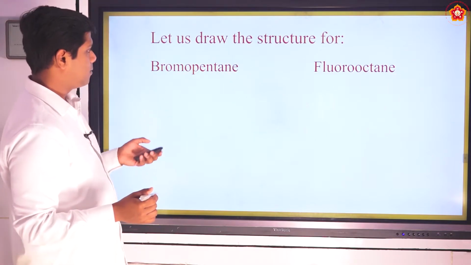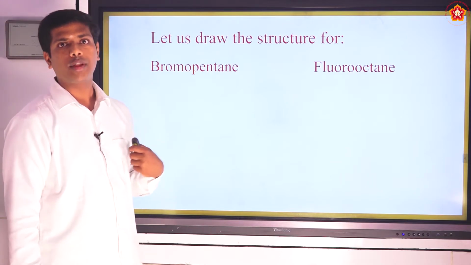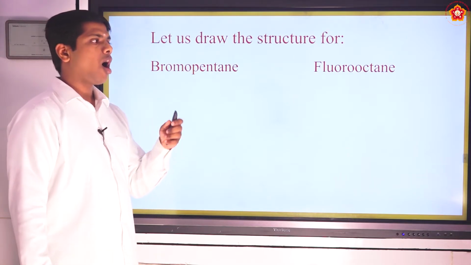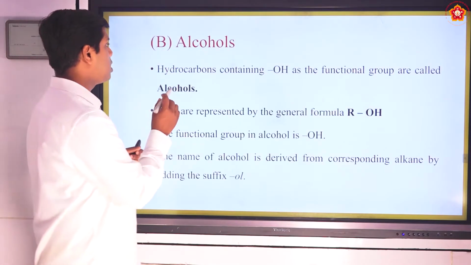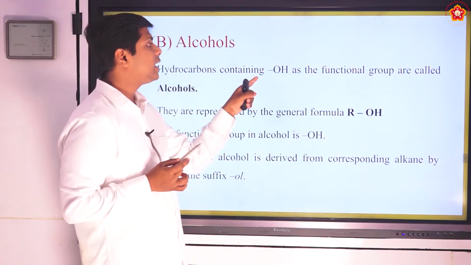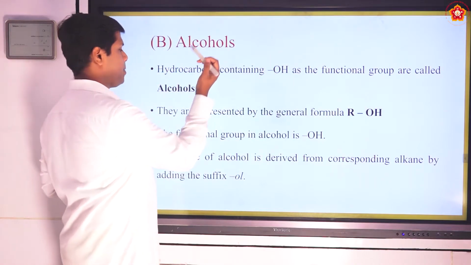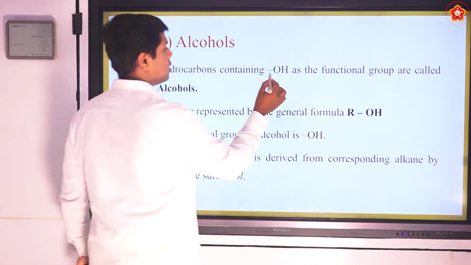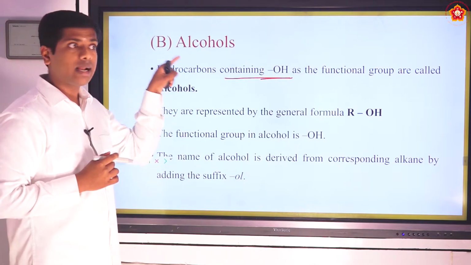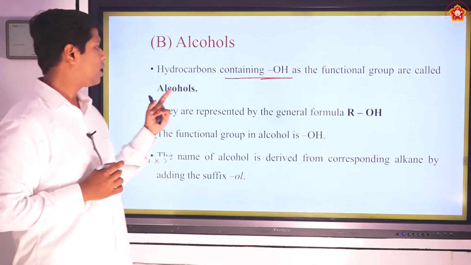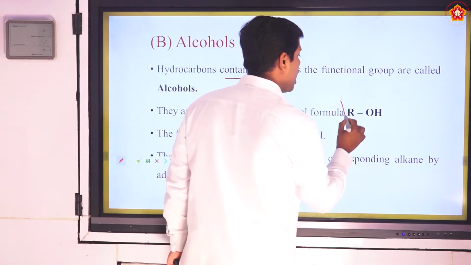Next, let us look into alcohols. Have you understood what are haloalkanes and how to draw the structures? Let us look into alcohols. What are alcohols? Hydrocarbons containing OH as functional group are called alcohols. Very important point. Hydrocarbons containing what? OH as functional group are called alcohols. They are represented by the general formula ROH.